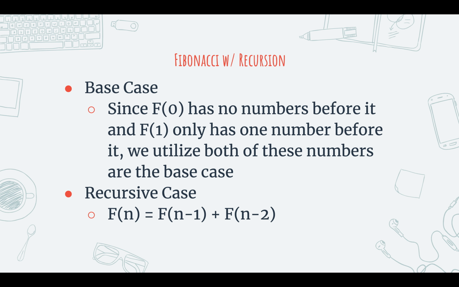So how do we use the Fibonacci sequence with recursion in Java? Well, we have to look at two different cases, the base case and the recursive case. The base case is going to be f of 0 and f of 1. And the reason why these are our two base cases is because f of 0, or the Fibonacci number of 0, really has no numbers before it. And f of 1, or the Fibonacci number of 1, only has one number before it.